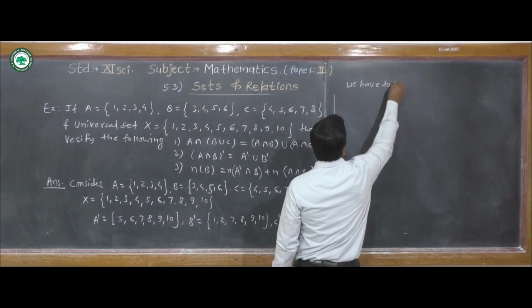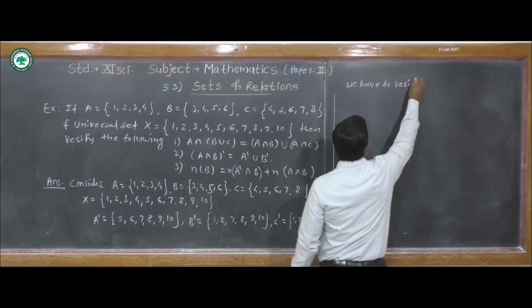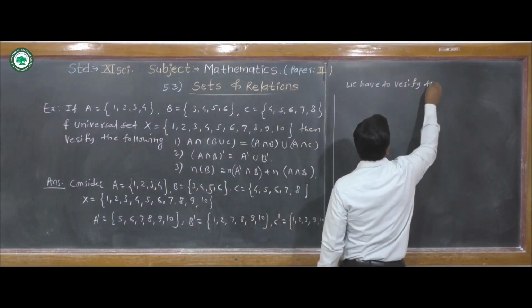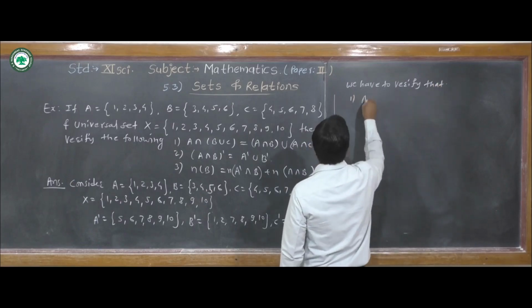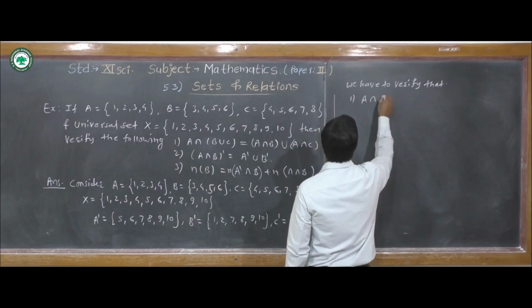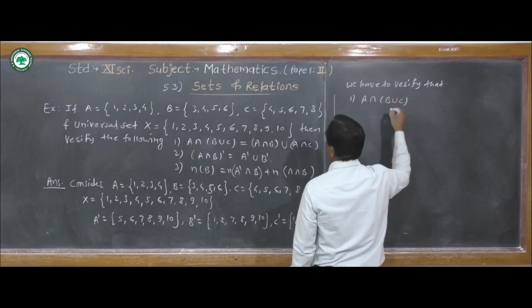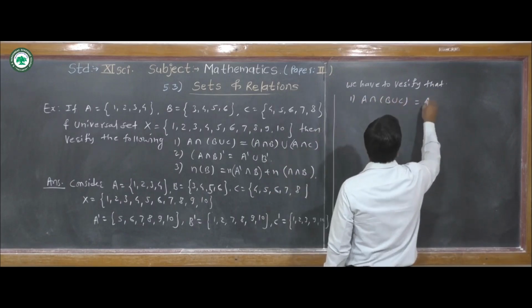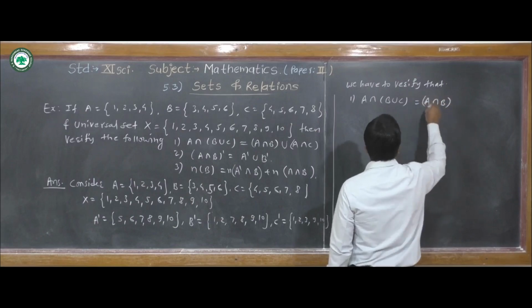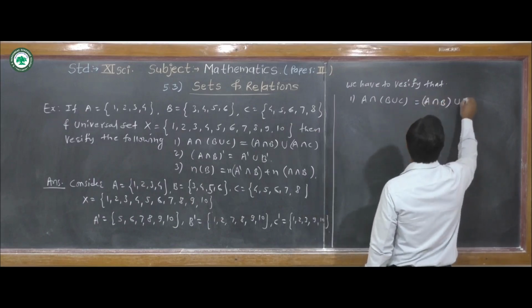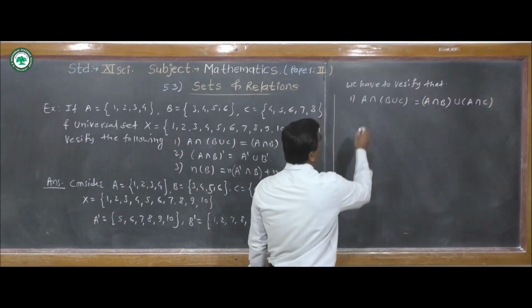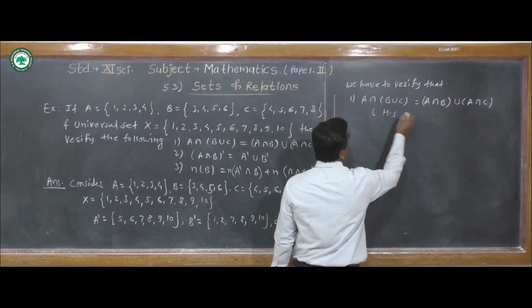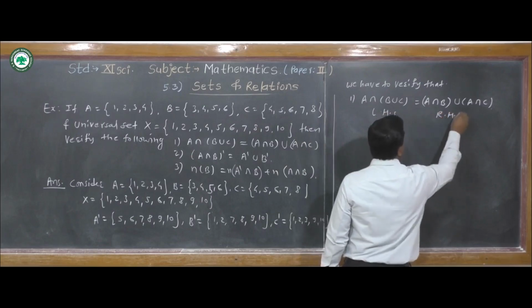We have to verify that A intersection (B union C) is equal to (A intersection B) union (A intersection C). We can say here this is LHS, this is RHS.